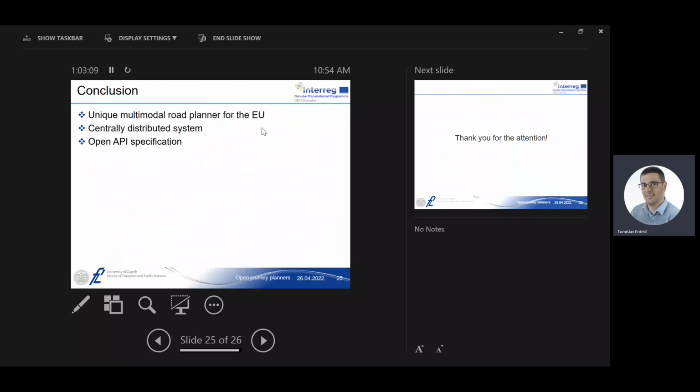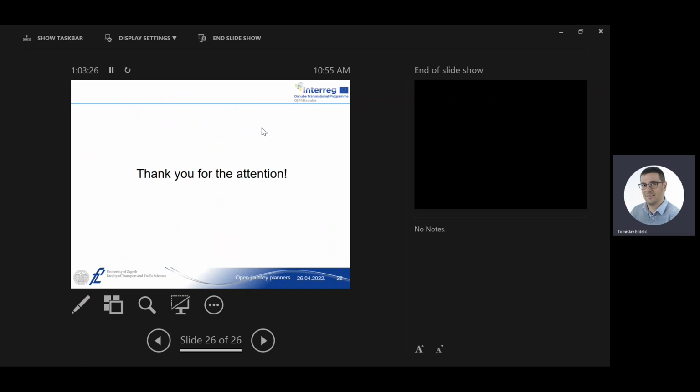And that's all. So to conclude, there needs to be a unique multimodal route planner for the EU. What we propose within this project is to use a centrally distributed system and to use an open API specification. Thank you for your attention.